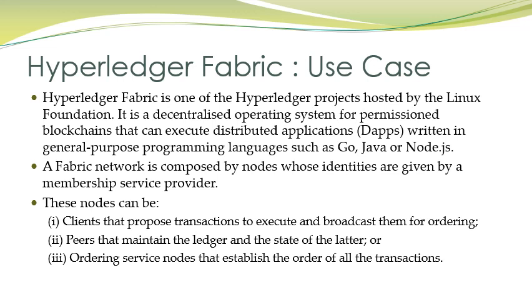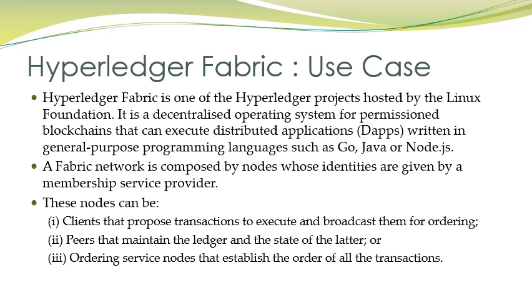And in this Hyperledger Fabric, there is a membership service provider which selects the nodes. So this Fabric network is composed of nodes whose identities are given by the membership service provider. There are different types of nodes, and nodes can be clients that propose transactions to execute and broadcast them for ordering. So nodes can propose and execute the transactions and broadcast them for their ordering in the blockchain.